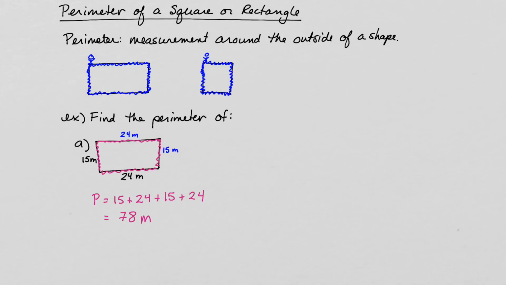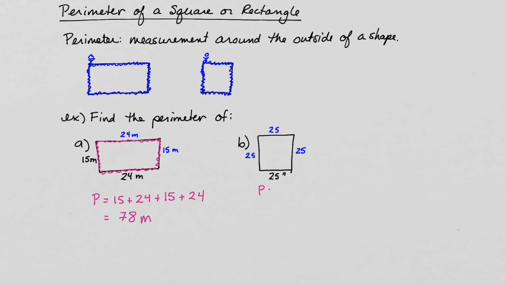So let's try another one. So part B, if we have a square, and this is 25 inches. So that little double dash means inches. And in a square, remember all the sides of a square are the same. So if that bottom is 25, this side is 25, the top is 25, and the left side is 25.